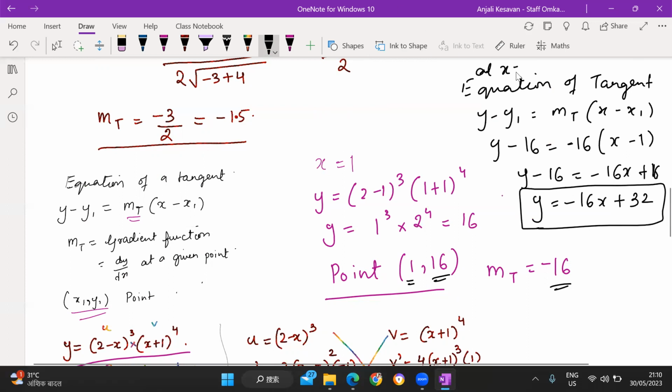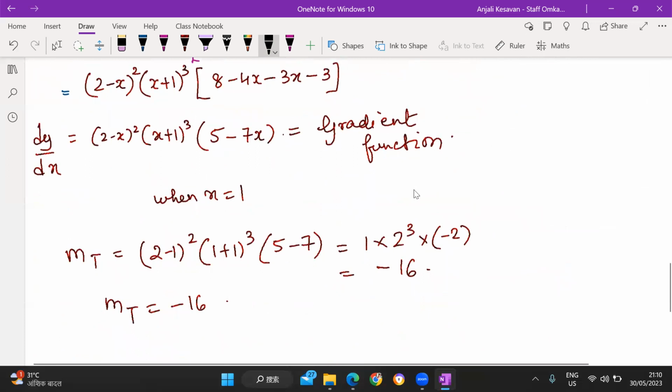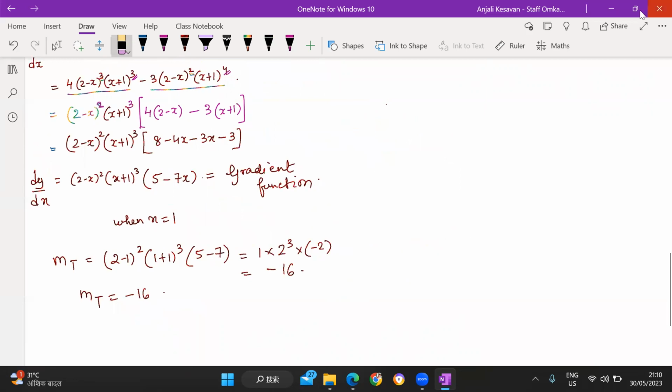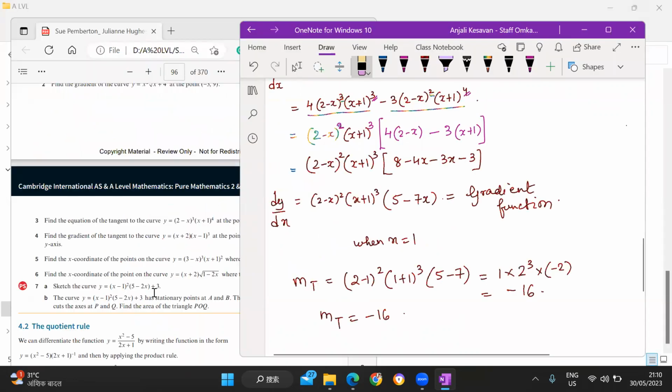At x equal to 1. Remember, the equation will change at different values of x, okay? But the gradient function remains the same for the entire curve. All we need is the different values. Let's say if you want to find the gradient of the tangent at x is equal to negative 3, all you have to do is substitute it in this and get the new equation. And obviously you have to find the new y point. So are you able to get a hang of this? Yeah.